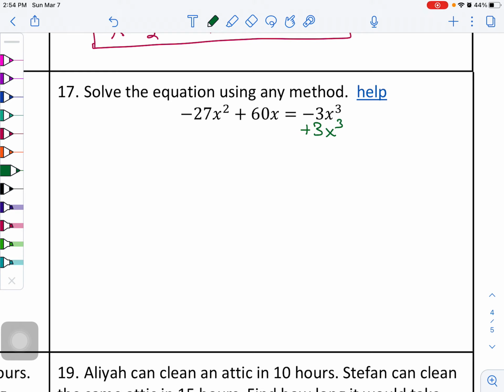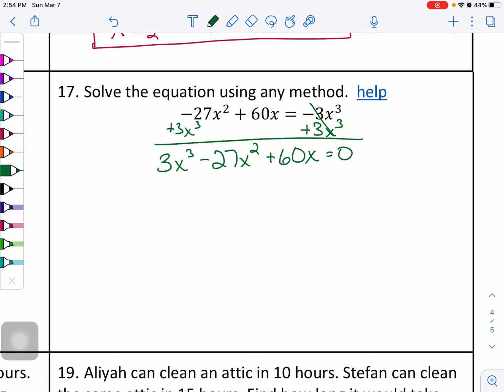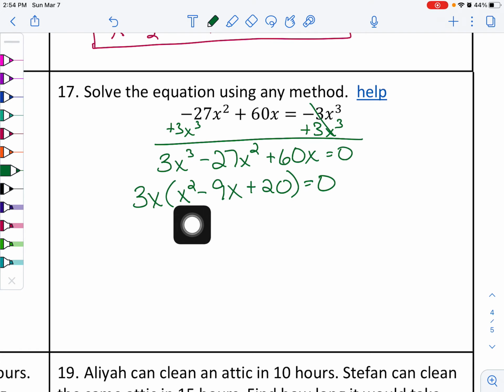All right, sliding over to number 17 here. Solve the equation. I would like to make it equal to 0. I'm going to go ahead and add 3x cubed to both sides. But I also know that that's not like to anything. So 3x cubed minus 27x squared plus 60x equals 0. I am going to take a wild stab and say that I'm going to take out a GCF of 3x here. So x squared minus 9x plus 20 equals 0.